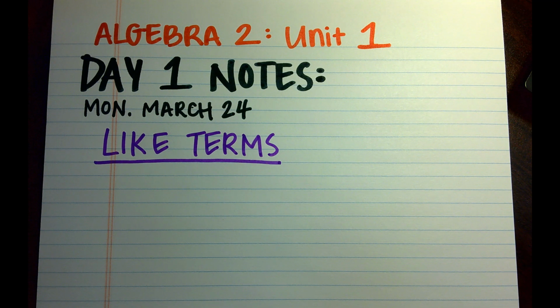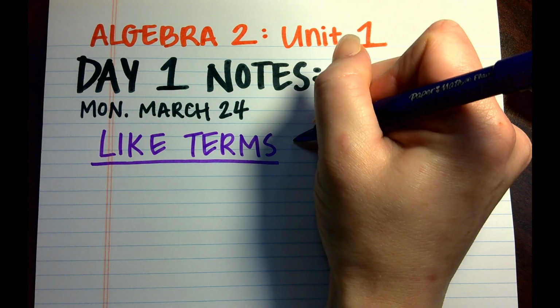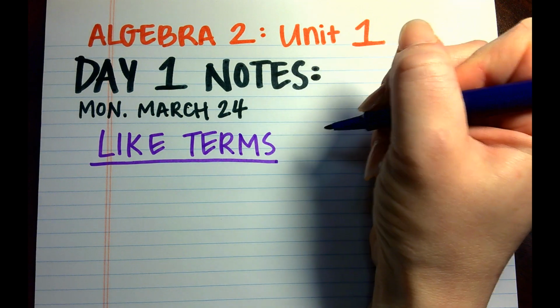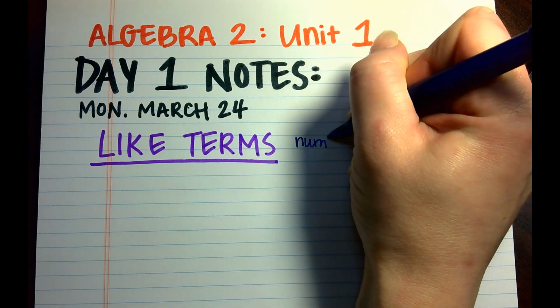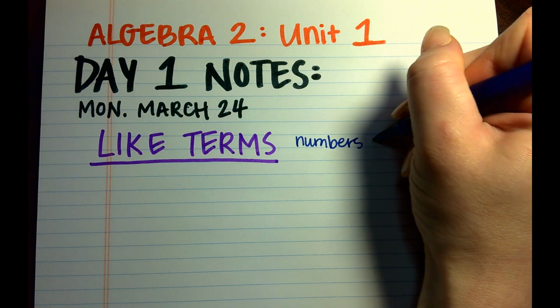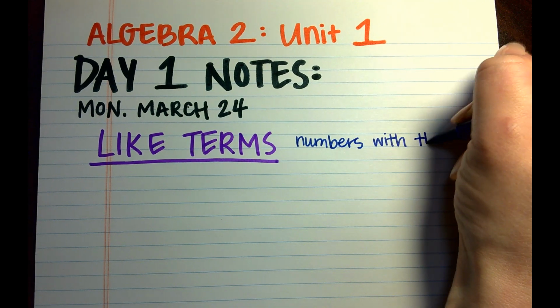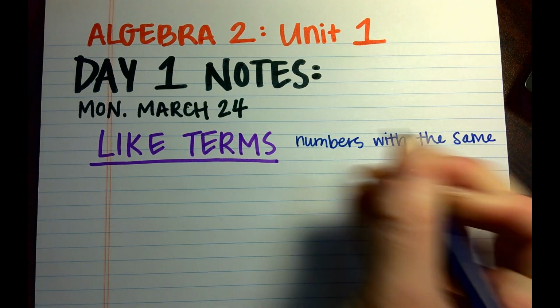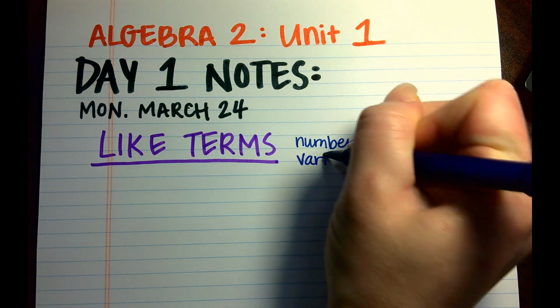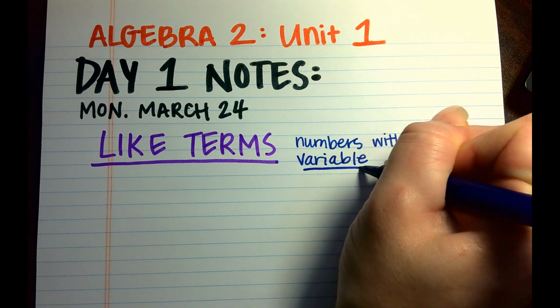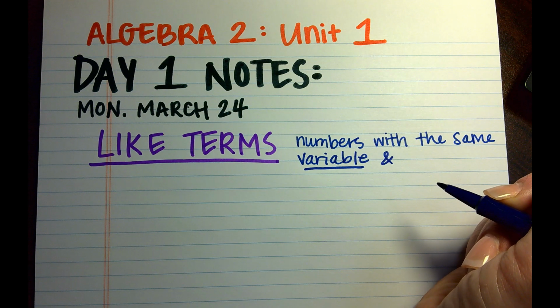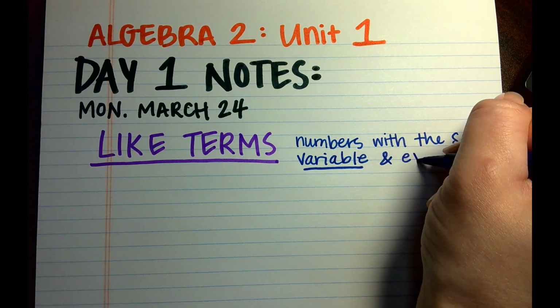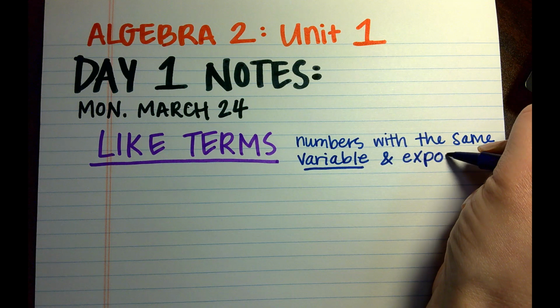So let's write a little definition out to the side. The definition part is optional. If hearing it verbally is enough for you, that's great. I like to just write it out. Like terms are terms or numbers with the same variable and exponent. And I will show you examples so that this makes sense.